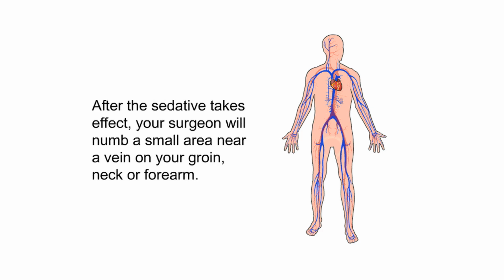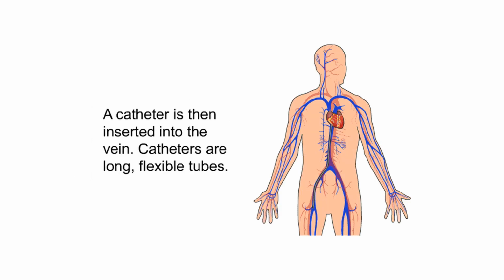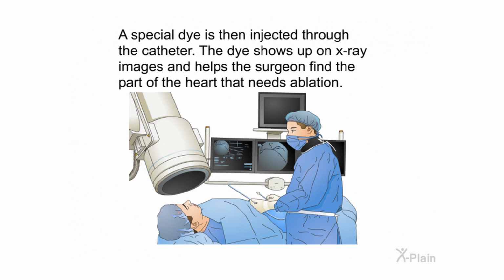After the sedative takes effect, your surgeon will numb a small area near a vein on your groin, neck, or forearm. A catheter is then inserted into the vein. Catheters are long, flexible tubes. A special dye is then injected through the catheter. The dye shows up on X-ray images and helps the surgeon find the part of the heart that needs ablation.